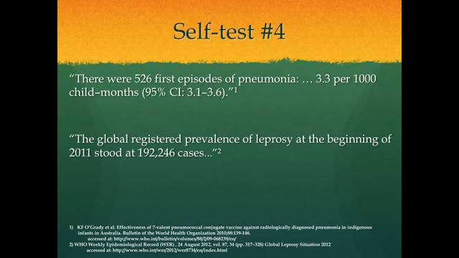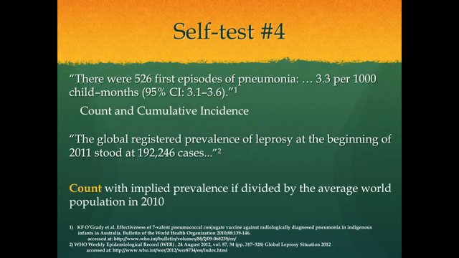What are the 2 types of measures in this first example? 526 is a count, and 3.3 per 1,000 child months is a cumulative incidence. What about this last example? Despite the word prevalence in the sentence, this is actually a count. Prevalence is implied since it can be calculated by dividing this count by the average world population.